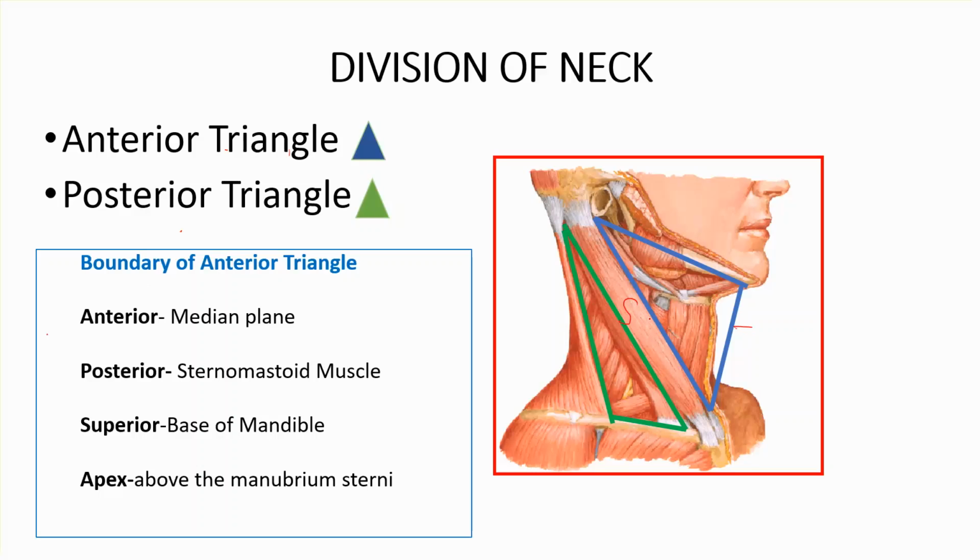Sternocleidomastoid muscle. So posteriorly is the border of the sternocleidomastoid muscle. Superiorly it is the base of the mandible. And the apex is above the manubrium sterni. So the apex will be at the level of manubrium sterni. So these are the boundaries of the anterior triangle.